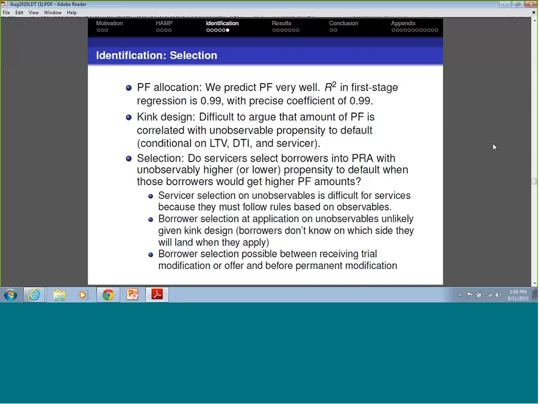The one thing we really can't control for is whether or not borrowers respond to different amounts of principal forgiveness in their modification. And that would be concerning if borrowers with different baseline default rates accept the modification at a different rate.